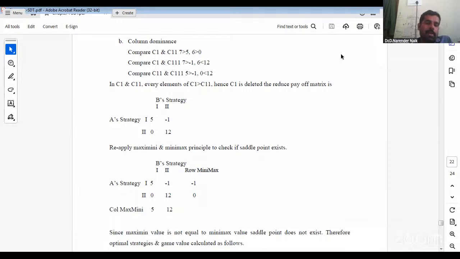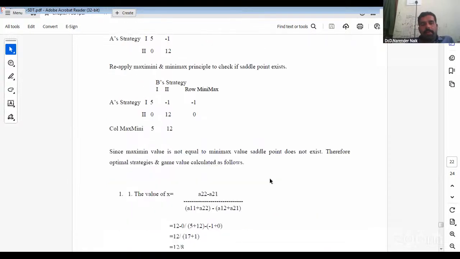Here B strategy, A strategy: 5, minus 1, 0, then 12. Minus 1 is the minimum of one row, 0 is the minimum of the other, so the maximin is the maximum of these. On the other side, 5 is a maximum and 12 is a maximum. You observe carefully this side and this side: is the same number repeated on both sides?